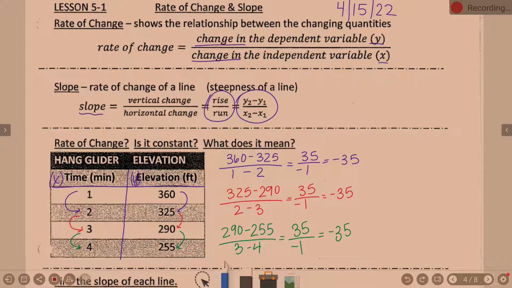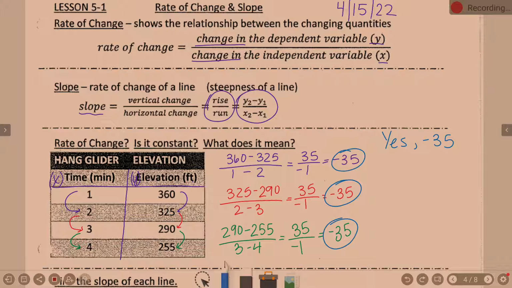Okay. So 35 is the rate of change. So, what is our rate of change? Negative 35. Is it constant? Yes, it's the same. Okay. So, yes, it is constant. And it's negative 35, right? Now, it's identical. That's what makes it constant, the same thing.